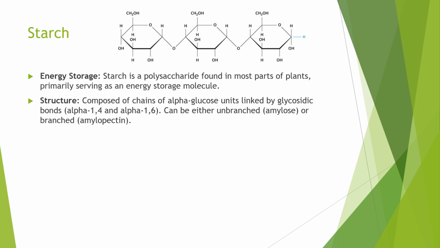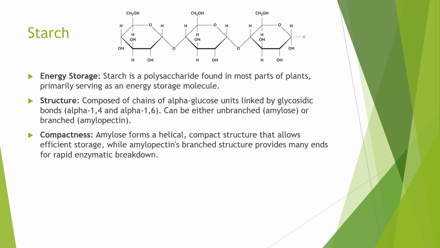Amylose is unbranched, consisting of alpha 1,4 glycosidic bonds, and it forms a helical, compact structure. This compactness makes amylose very efficient for storage, as it takes up minimal space. Amylopectin, on the other hand, is branched, with alpha 1,6 glycosidic bonds at the branching points. This branching gives amylopectin multiple endpoints, which enzymes can access quickly in order to break down the starch, making energy release rapid when needed.